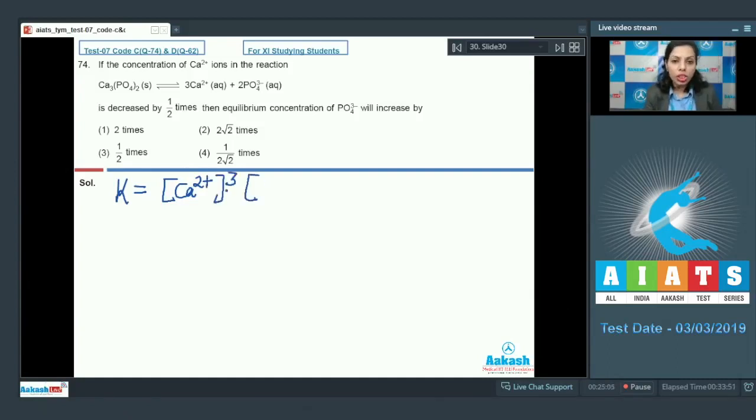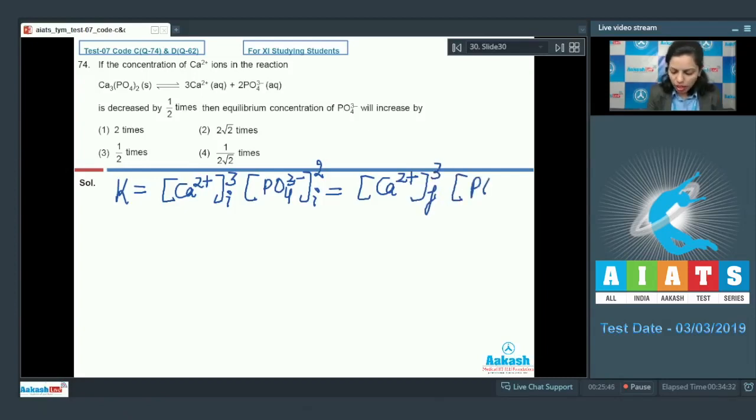calcium ions, equilibrium concentrations of calcium ion as well as phosphate ion in this way. And these are the initial concentrations, those we have taken. Suppose the calcium ion concentration is decreased by half time. So what will happen? But before that, you should consider that whenever we change the concentration, equilibrium constant will not change. So definitely in this case, the active mass or the equilibrium concentration of calcium ion in final condition and its product with phosphate ion in this case, finally these two products are also equal to the equilibrium constant. These two should be same.